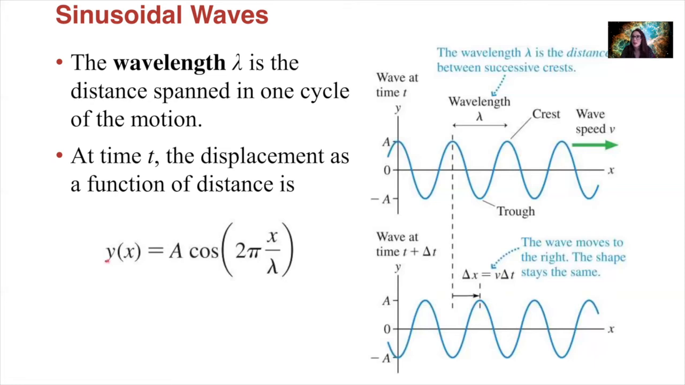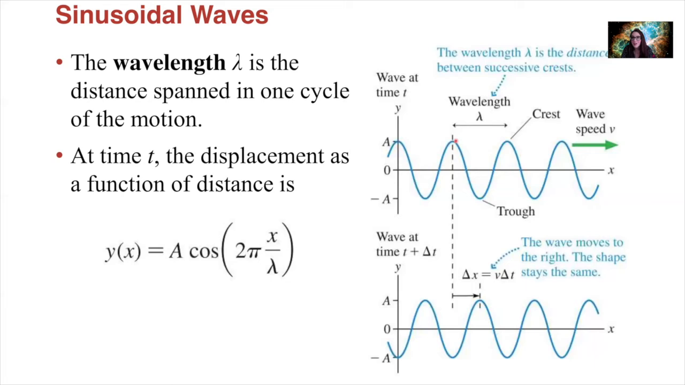So the vertical position y of a wave as a function of its horizontal position is equal to a cosine. And then inside the argument, we've got 2 pi times x over the wavelength. This was really similar to what we saw for simple harmonic motion, except x was t in that case, and we were looking for the displacement of that object around equilibrium as a function of time. And so here we're looking at any time t, the vertical position of the wave as a function of the horizontal position of the wave.